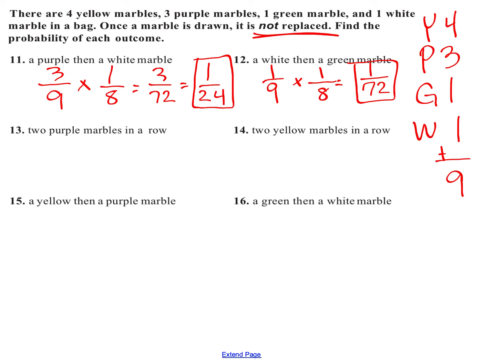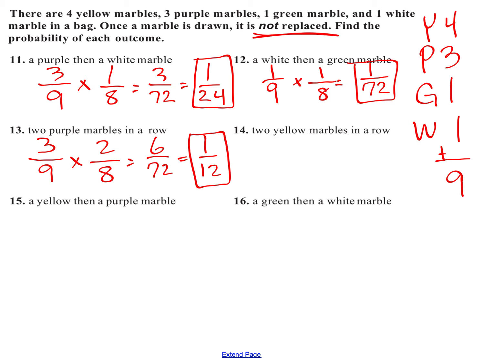Okay, 2 purple marbles in a row. For the first purple marble, there are 3 out of 9. After that's been picked, there's only 8 marbles left, and only 2 of them are purple because we already have a purple one. This gives us 6 out of 72, which is 1/12.